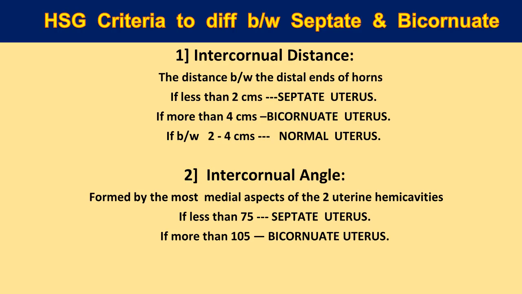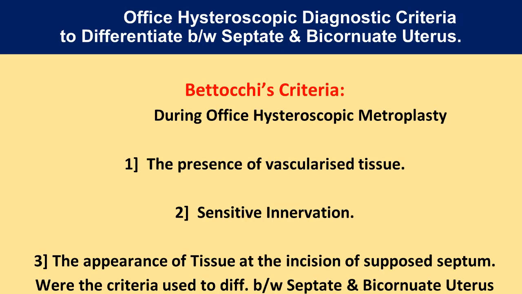Then the intercornual angle, if it is less than 75 degrees, it is septate. More than 105, it is bicornuate. The gold standard previously in diagnosis differentiating between septate and bicornuate was hysterolaparoscopy. Hysteroscopy alone cannot diagnose the two different things, septate or bicornuate, because when you do hysteroscopy, you see 2 cavities as it is.